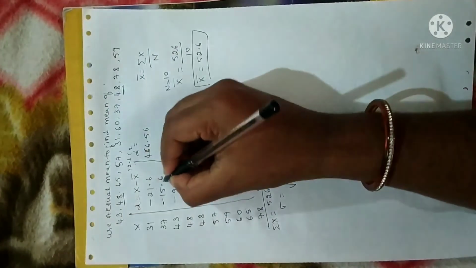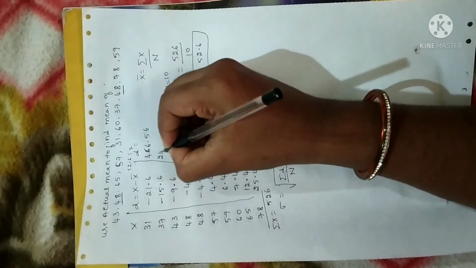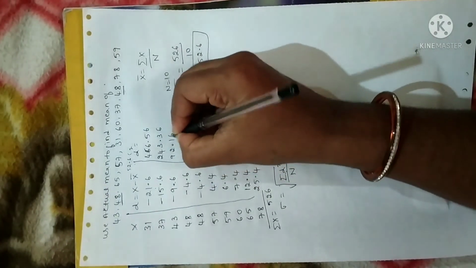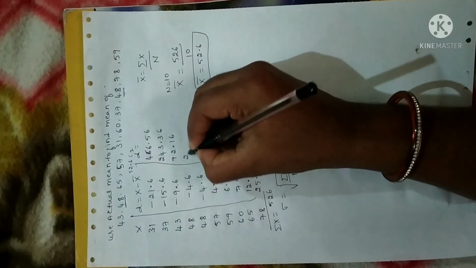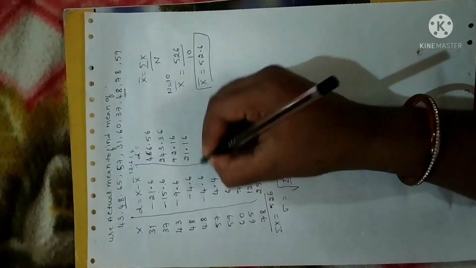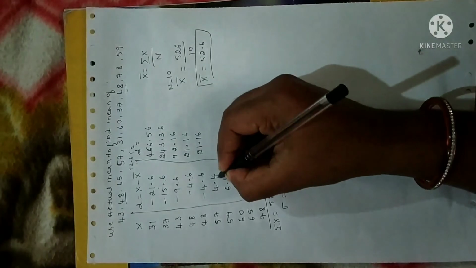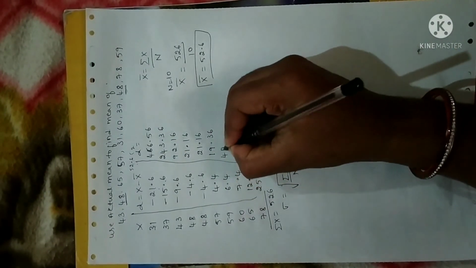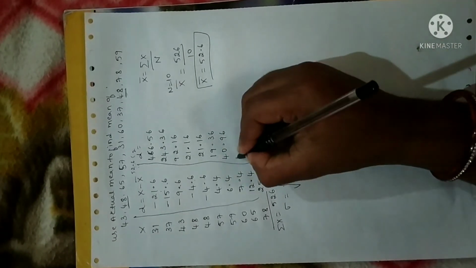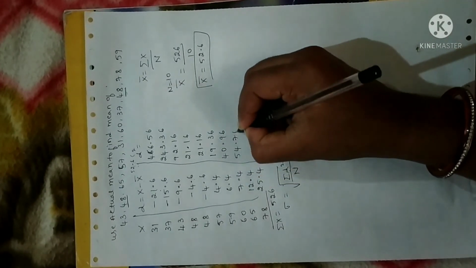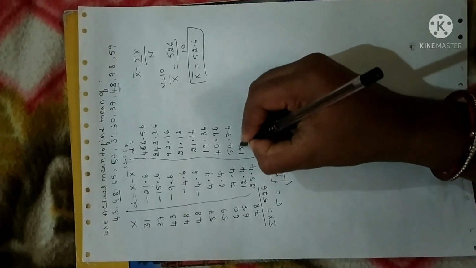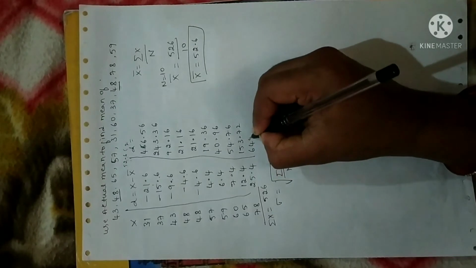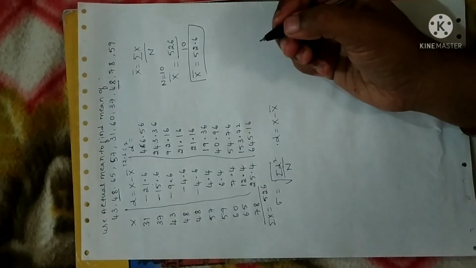466.56. Again minus 15.6 whole square, 243.36. Minus 9.6 whole square, 92.16. Minus 4.6 whole square, 21.16. Again the same 21.16. 4.4 whole square, 19.36. 6.4 whole square, 40.96. 7.4 whole square, 54.76. 12.4 whole square, 153.76. Next 25.4 whole square, 645.16. So I have obtained d square value.